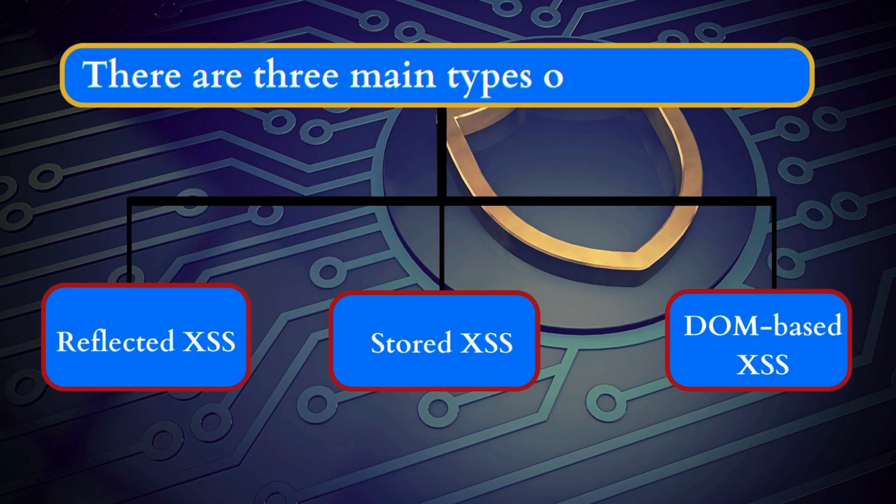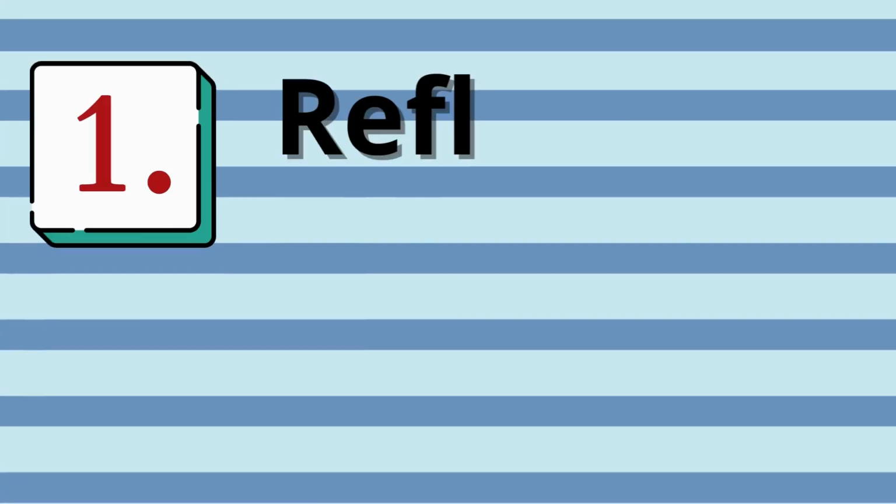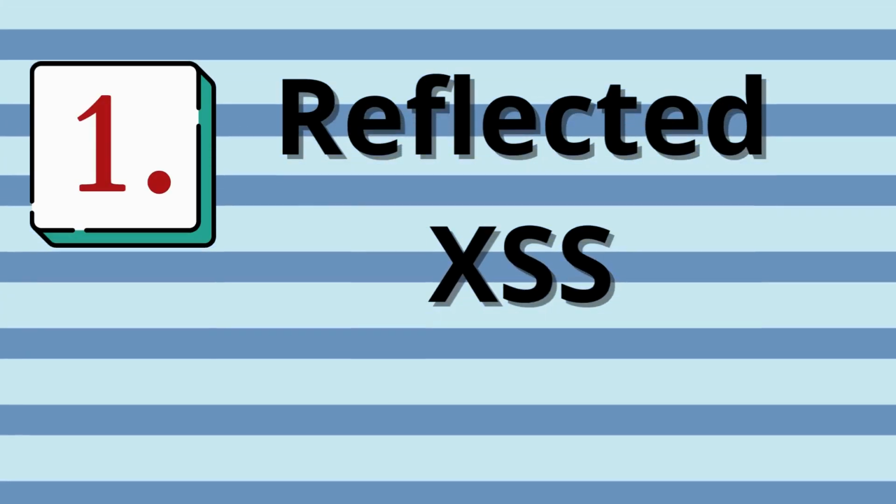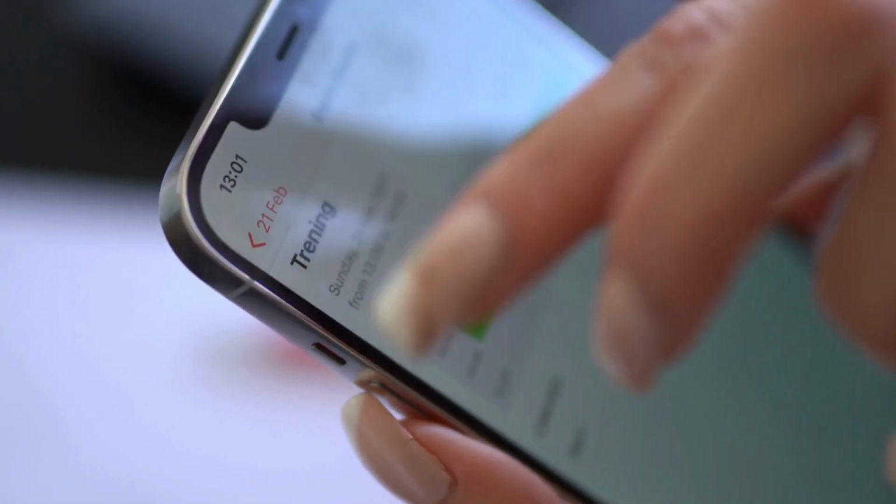Types of XSS attacks. There are three main types of XSS attacks. First one is reflected XSS. This is like a one-time trick. The hacker sends you a malicious link that, when clicked, runs the code in your browser.